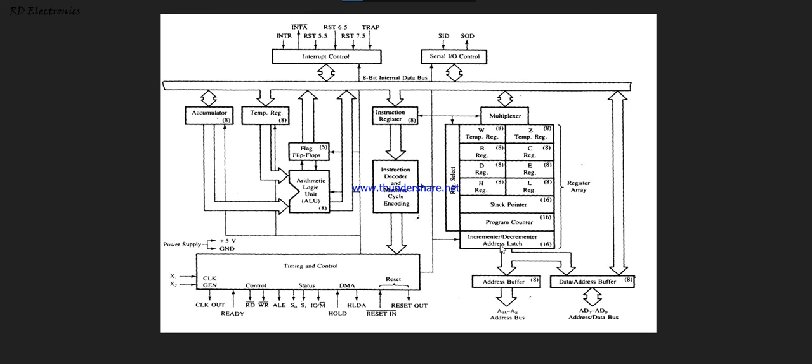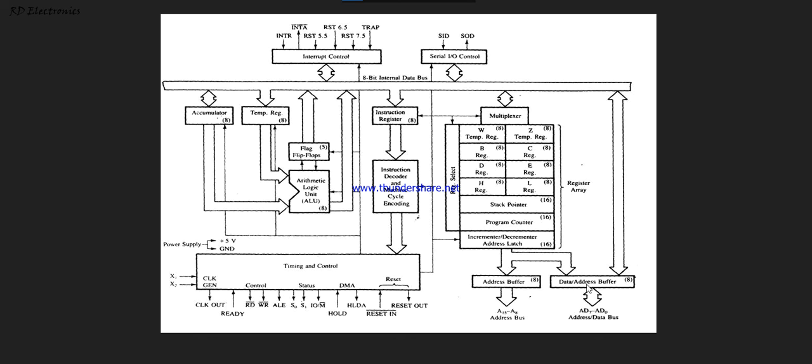This increment or decrement address latch is used when the program counter is updated with a new address. Then via this latch the address is divided into two parts, the lower address and the higher address. In a later video we will discuss the addressing and the demultiplexing of this address bus. Basically in this video we only say that in the 8085 there is a 16-bit address bus, as I discussed in the previous video.